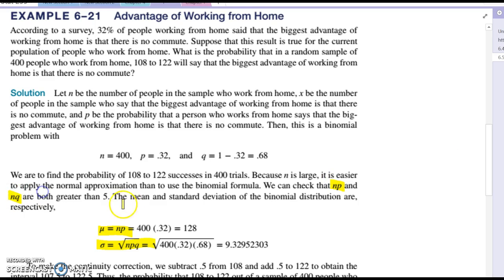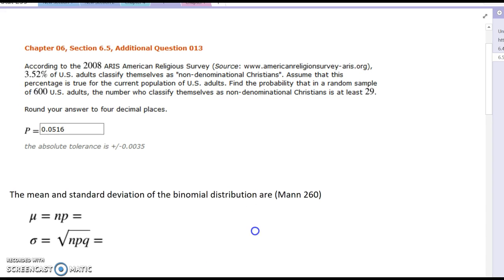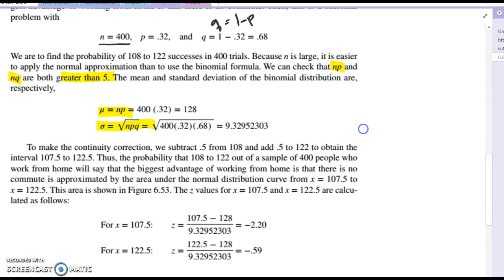In this problem, they test to see if they can use the binomial distribution by checking that NP and NQ are greater than 5. And recall Q is just 1 minus P. So we want N to be pretty large for this to happen, and in this case, we're good with 600. We can check that.